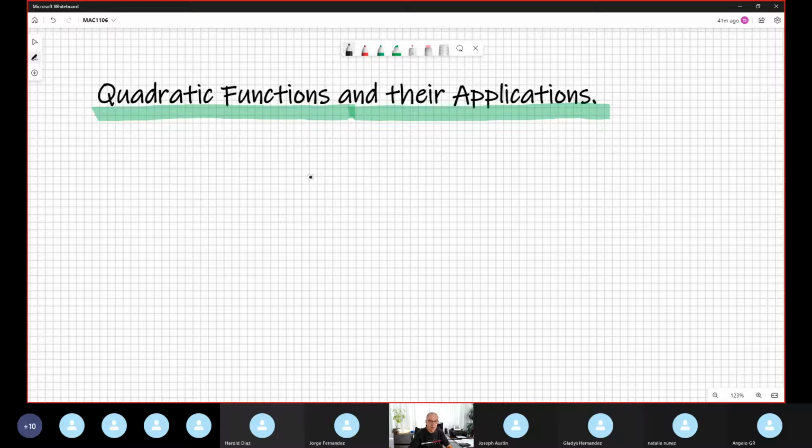Okay, so now we focus on quadratic functions and of course applications. We are super familiar with the quadratic function.